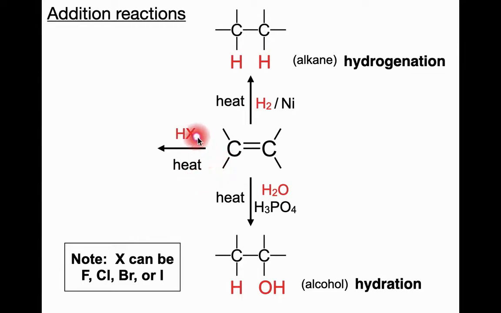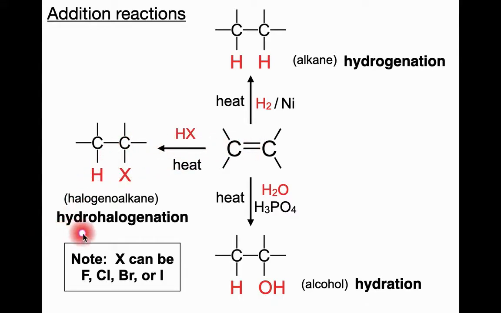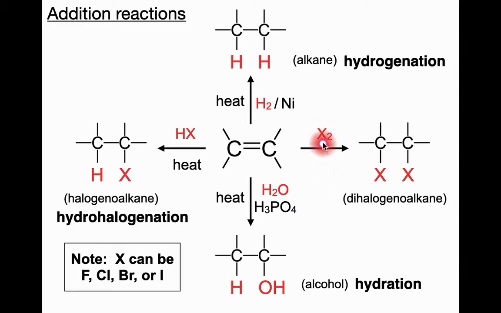But anyways, so if we had a hydrogen halide reacting with an alkene, we'll have the hydrogen and the halide be added across the double bond. So this is an addition reaction. Now this is referred to as hydrohalogenation. If we were to add the halogen itself, which are diatomic, each of the halogen atoms would be added across the double bond, and this is called dihalogenation.